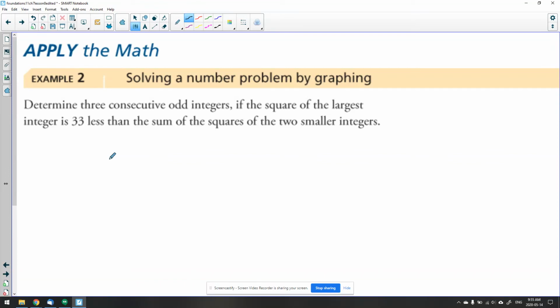Right, let's take a look at another example. This one tells us to solve by graphing. We'll see if that's our best solution. It generally is, unless it asks for the exact solution, in which case you have to use the quadratic formula.